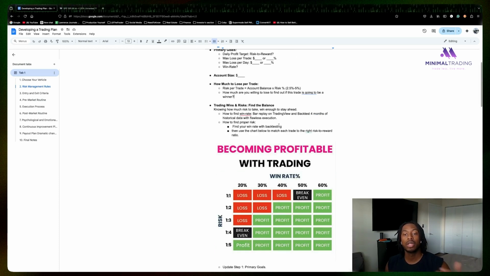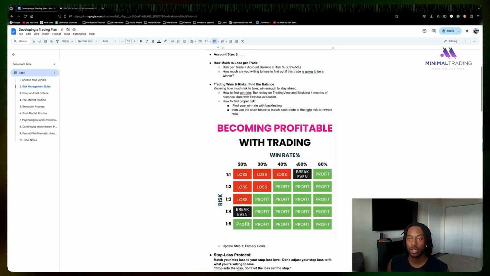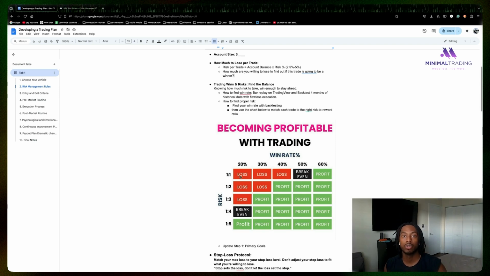Okay, so going deeper into this, trading wins and risks. Find the balance. Knowing how much risk to take, when enough to stay ahead. So how do you find your win rate and how do you find the proper risk? These 2 tie into each other. So let's look at this chart that I have right here. Becoming profitable with trading: you have to figure out your win rate in order to determine your risk. Because if you don't know your win rate, say for example, your win rate is 30% right here, but you're only going for 1-to-1s every time you trade, or you're cutting your winners short, right?